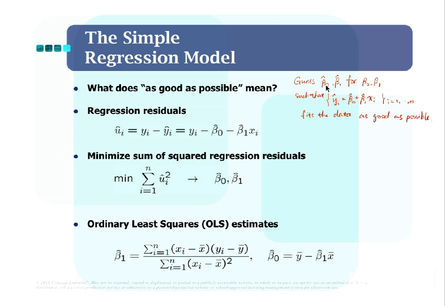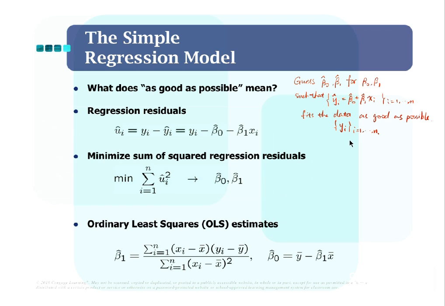Okay, we choose or guess some parameter values beta 0 hat and beta 1 hat for beta 0 and beta 1 respectively, so that the estimated value is pretty close to the true value, right? With the data which is yi, right? As good as possible. So what does this as good as possible mean?